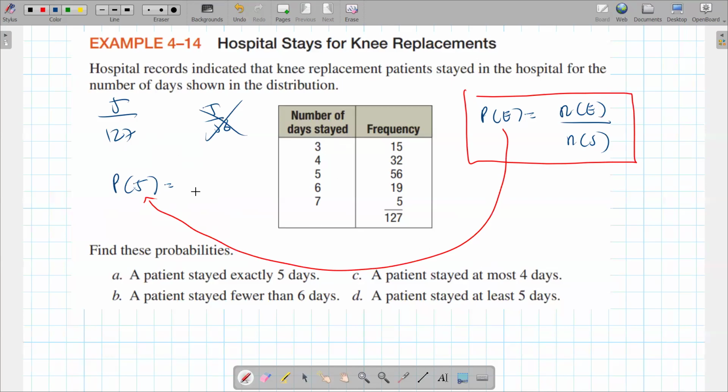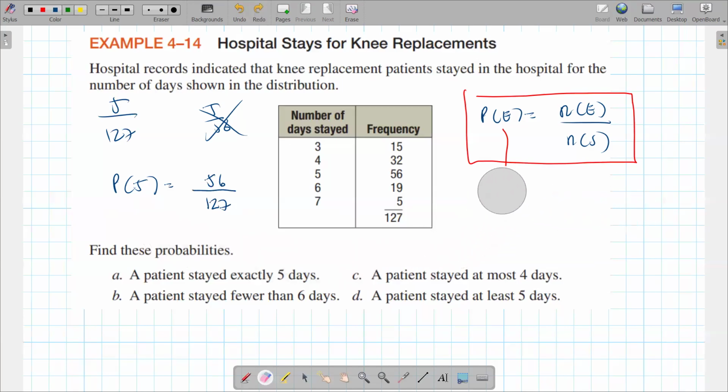127, right? NS is always easy. It's just the total. NE is a little bit tricky. So here your NE would be, well, how many people stayed in the hospital for 5 days? 56. So P5, the number of people that stayed in the hospital for 5 days, the probability is 56. These are the people that stayed in the hospital for 5 days divided by the total. And that's the final answer for A.